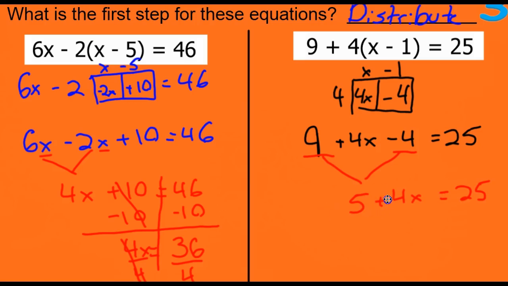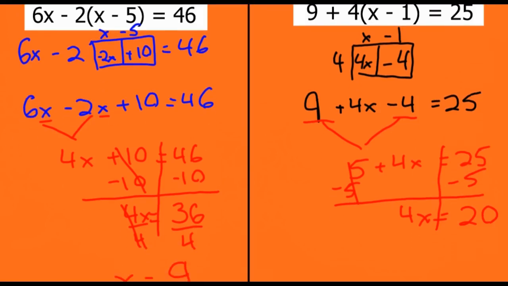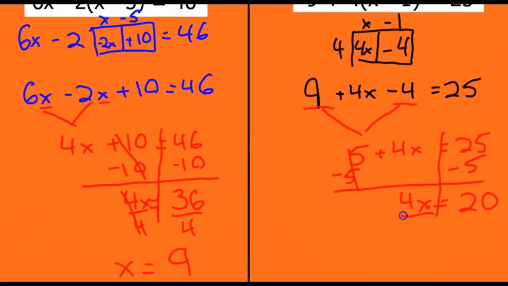Now I'm going to subtract everything that's not touching my letter. So I'm going to subtract 5. We get 4x equals 25 minus 5, which is 20. Divide by 4. We get x equals 5.